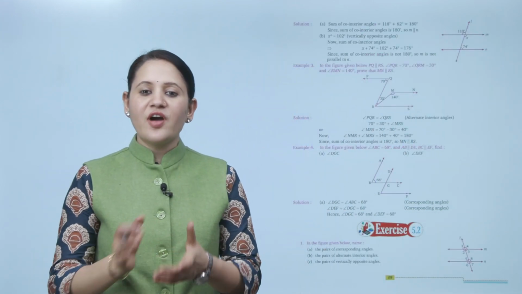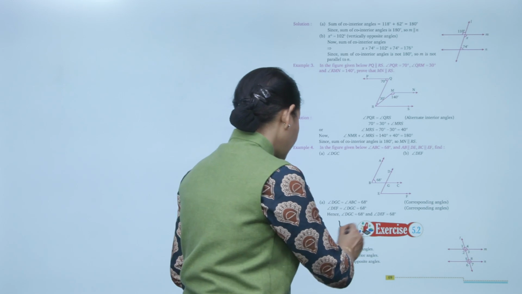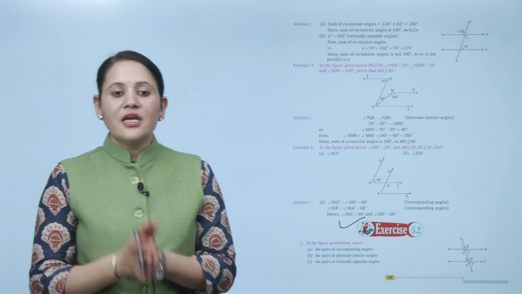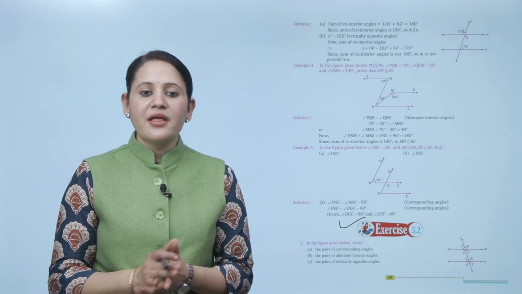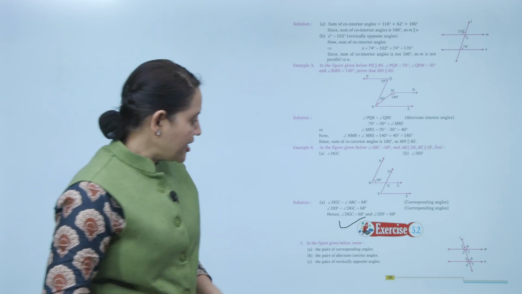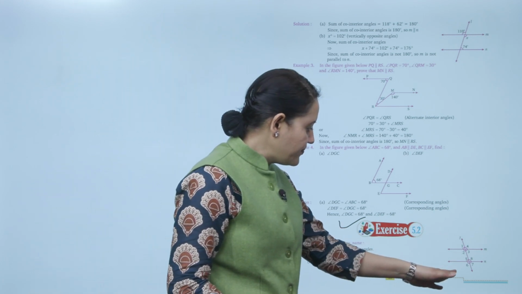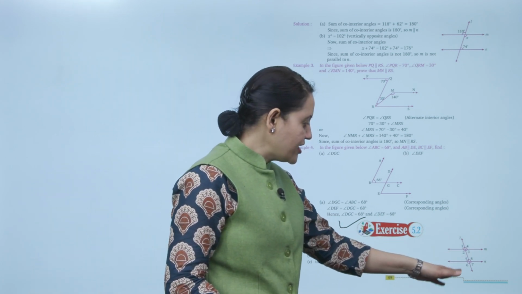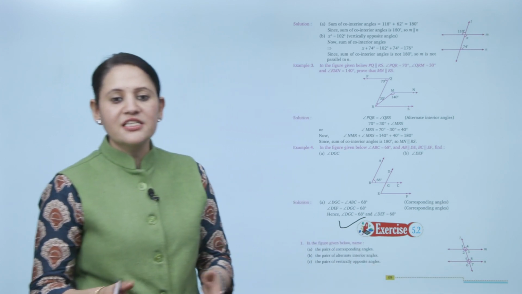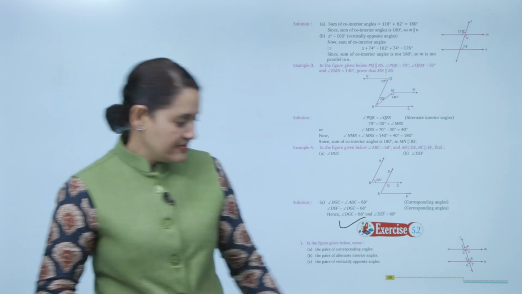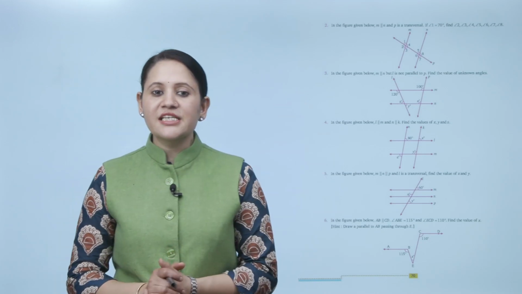Next is exercise 5.2. In the figure given below, name the pair of corresponding angles. Corresponding angles will be 1 and 5, 4 and 8, 2 and 6 and 3 and 7. These are the pairs of corresponding angles. Practice all the questions of this exercise.